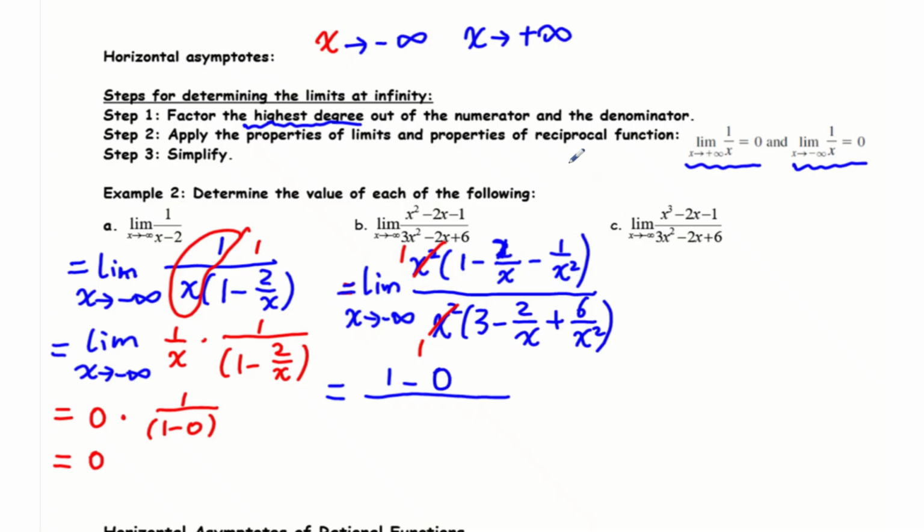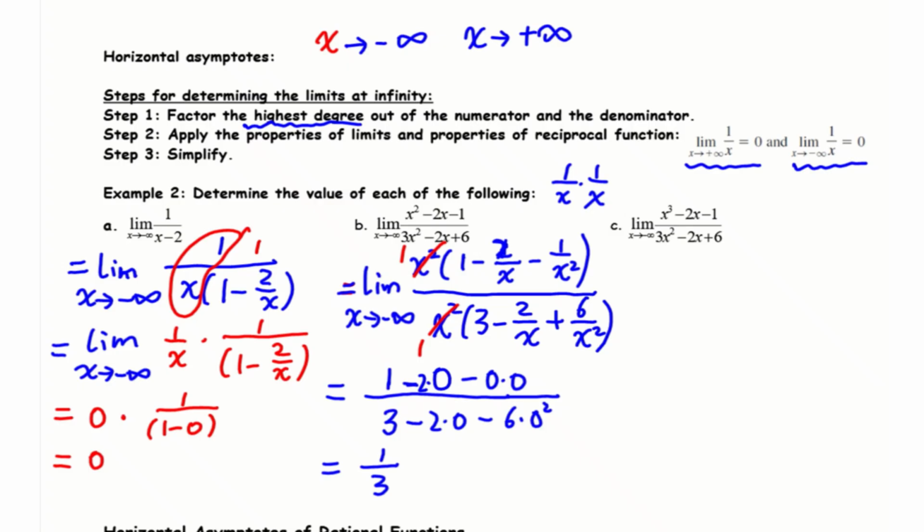And 1 over x squared, we could think of as 1 over x times 1 over x. The limit of that one is 0 times 0, or 0 squared. So the denominator will be 3 minus, we could write 2 times 0, okay? 2 times 1 over x is 0, then minus 6 times 1 over x squared is 0 times 0, which is 0 squared. So 2 times 0 is 0, 0 times 0 is 0, so the numerator is 1 and the denominator is 3.